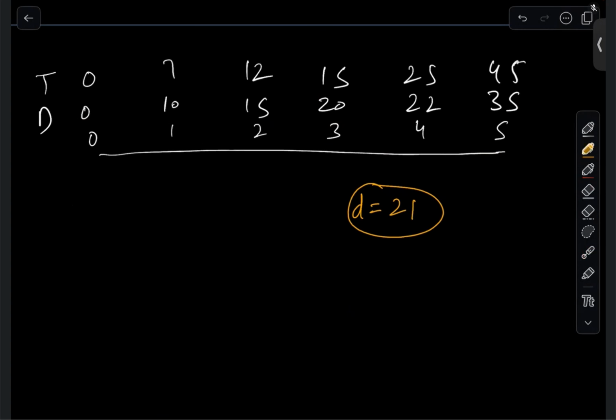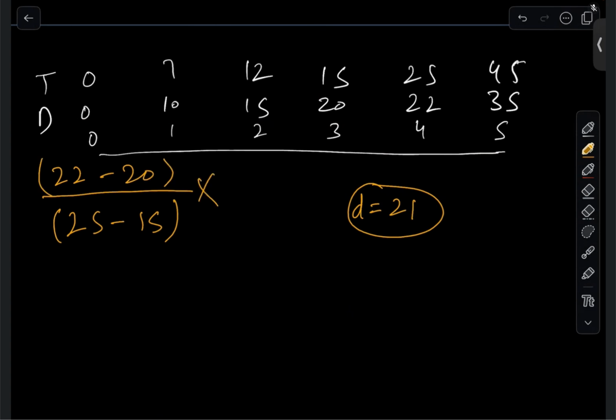Time taken is 25 minus 15. How much distance are we covering? 22 minus 20. So we have our speed, and then we multiply by how much we have to cover: 21 minus 20, because we are at 20, right? We just need to go 1 point ahead. So this is our speed, and then we multiply speed by distance to know the time.